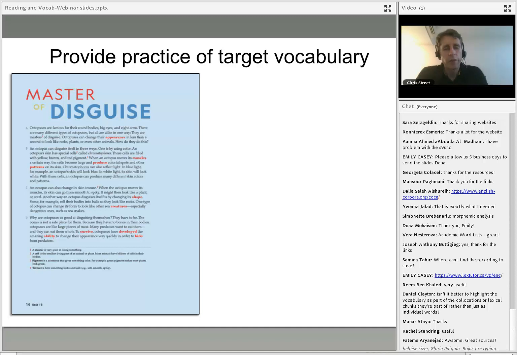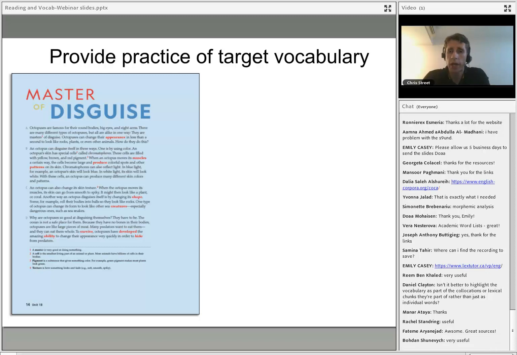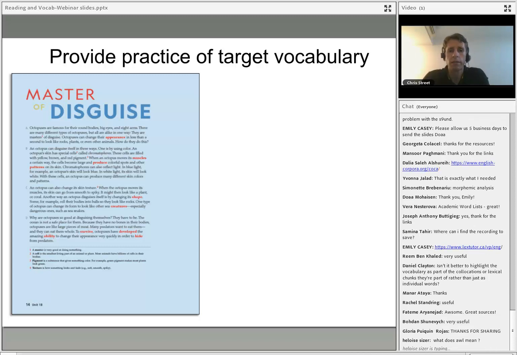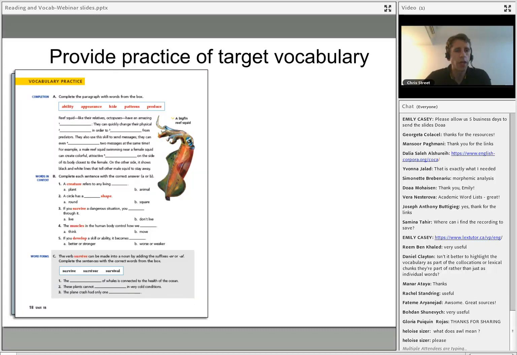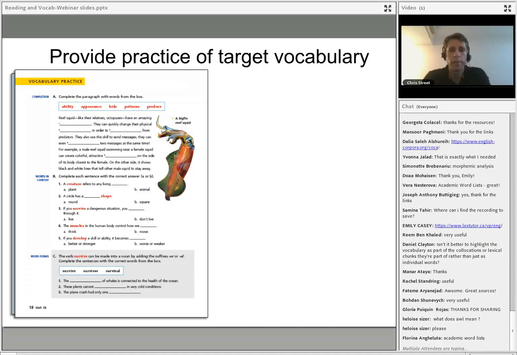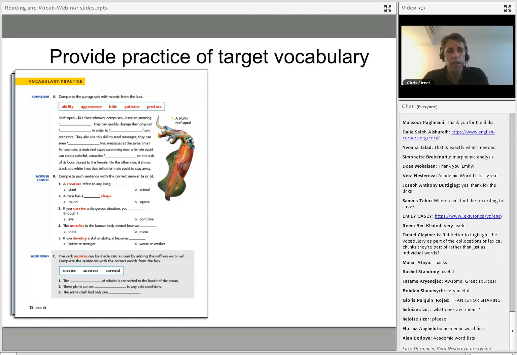Okay, so we've chosen target vocabulary. The next step, of course, is to practice the vocabulary and to recycle it. We're going to look mainly at how to do this in lesson time, lesson-based practice. Now, this vocabulary page comes in Reading Explorer. This comes after the reading passage.